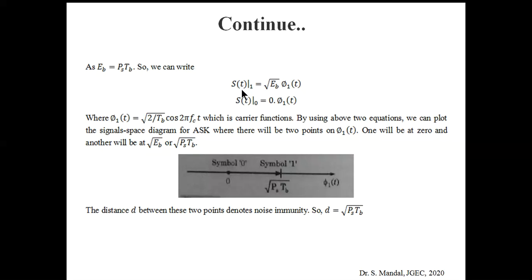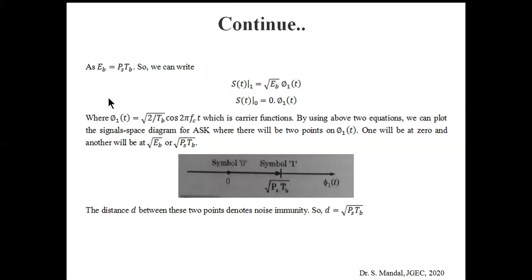So for the symbol 1, s1(t) will be root over Eb into phi 1(t), and s0(t) for symbol 0 will be 0 into phi 1(t). Phi 1(t) is the real valued basis function or orthonormal function. Here we only use one orthonormal function, which is nothing but root over 2 by Tb cos 2 pi fct. So in case of ASK, the number of orthonormal functions is only one, root over 2 by Tb into cos 2 pi fct. The orthonormal function is nothing but the carrier function.